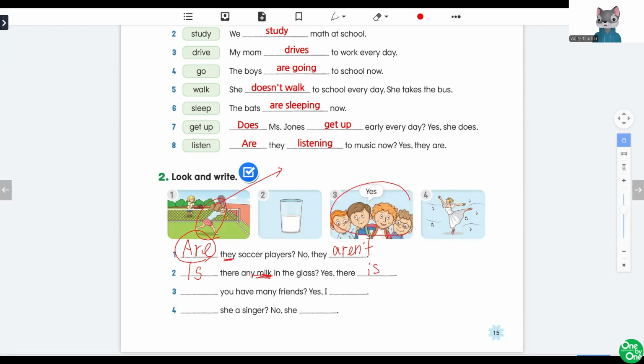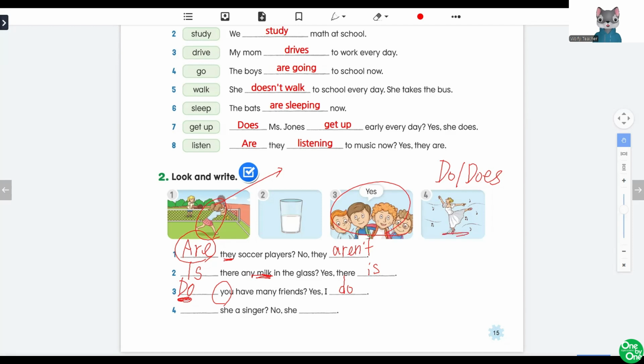Now, it's asking you for a fact. So what do you need to use? Remember, you need to use do or does, but we have the word you. So what do we need to use? Of course, we need to use do you have many friends? And if I ask you a question with do, you give me the do's at the end. So yes, I do. Fantastic.